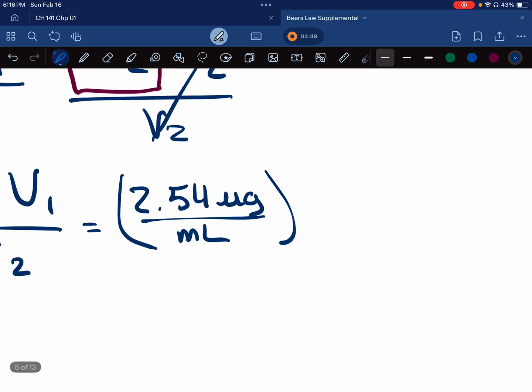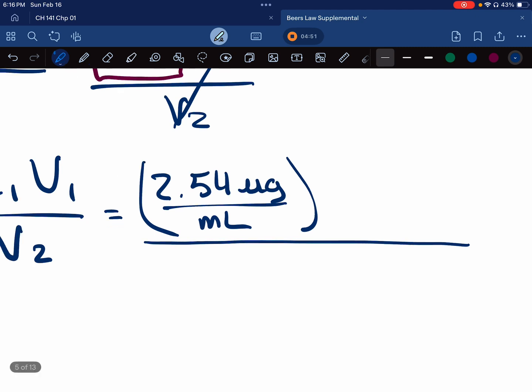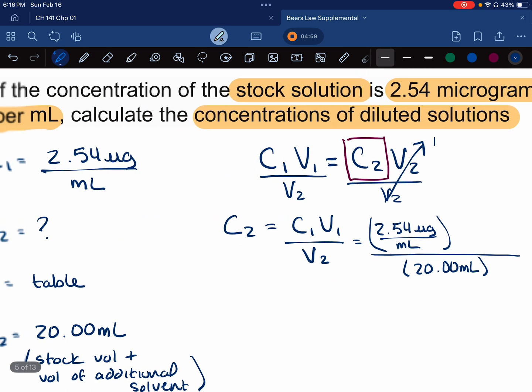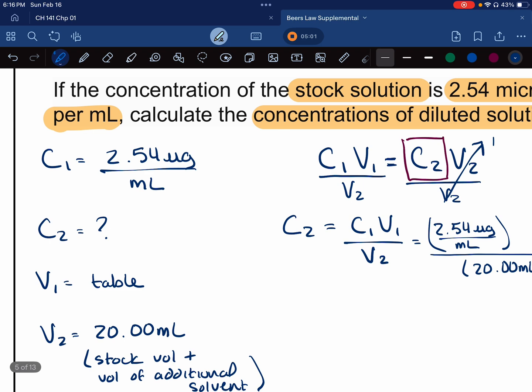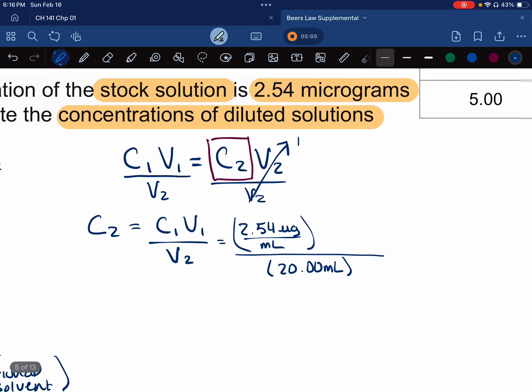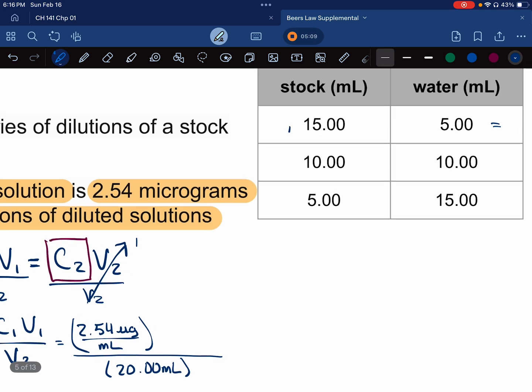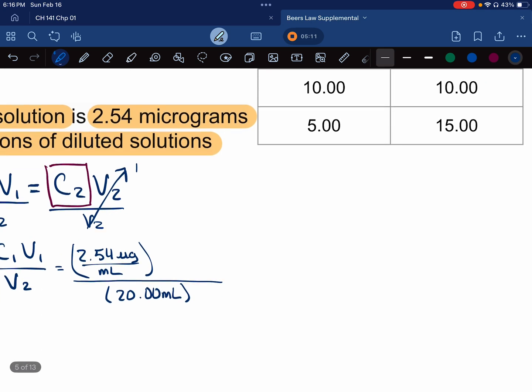And the V2 we see each time will also be 20 milliliters. So the only thing we have to vary to get these 3 new C2s, the new concentrations for the 3 different dilutions, is the V1s from the table. So let's start with the first amount of stock solution we're going to use, which is 15 milliliters.